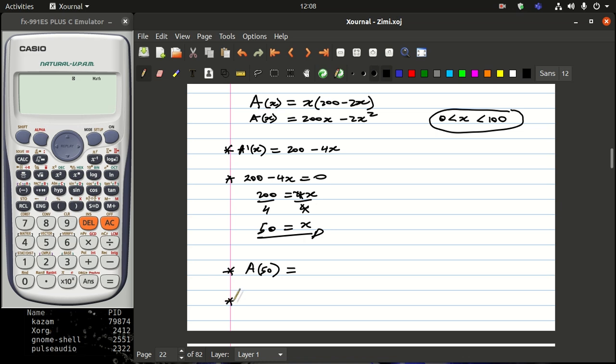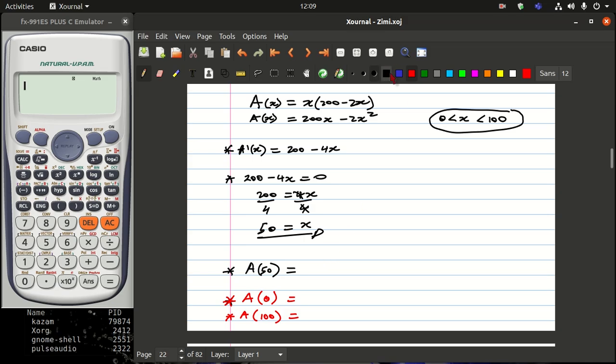The second thing here, let me use red. I'll explain in a moment why I'm using red. You also want to find the area when x is equal to 0, and the area when x is equal to 100.